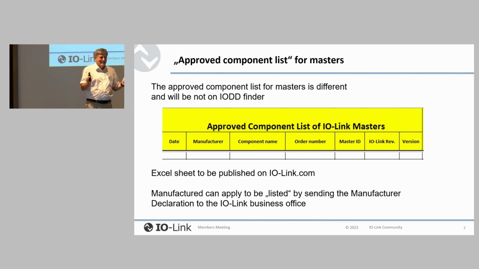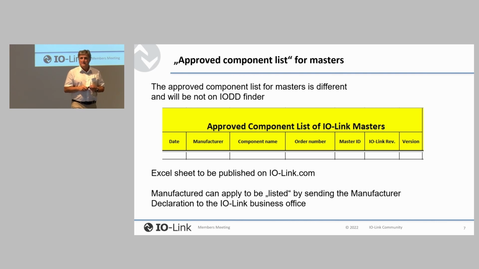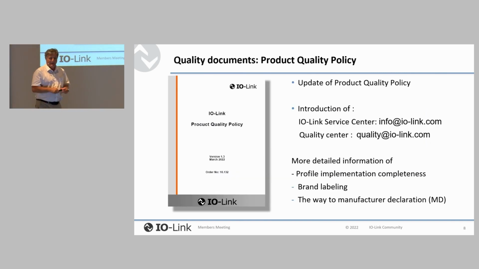It's a little boring, but it's the first step where master vendors can also be listed by bringing their manufacturer declaration to the business office of IO-Link. Then the business office will update this approved component list, and it will be published on iolink.com. Again, this is just for making public that IO-Link products have a high quality based on manufacturer declaration and based on the tests. So this is something really new coming up.